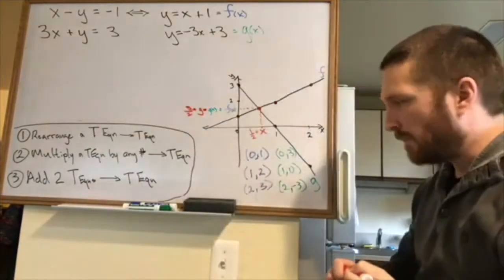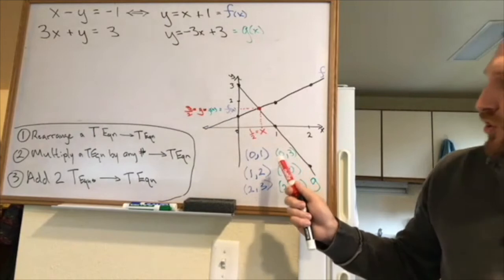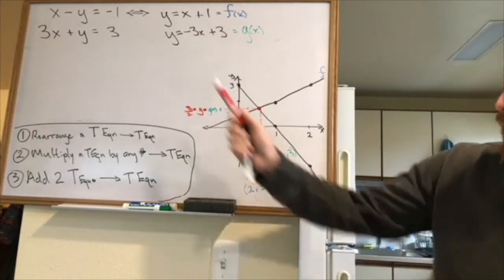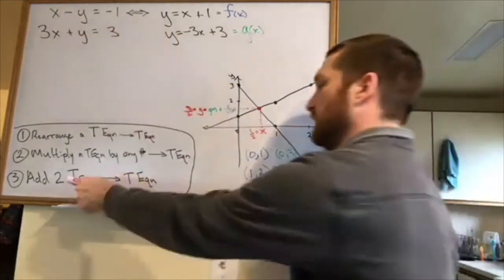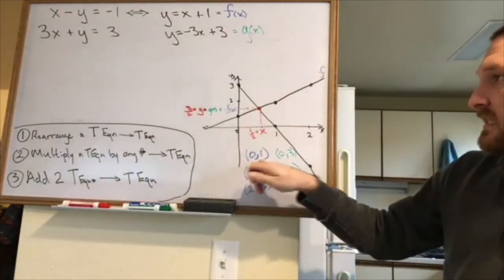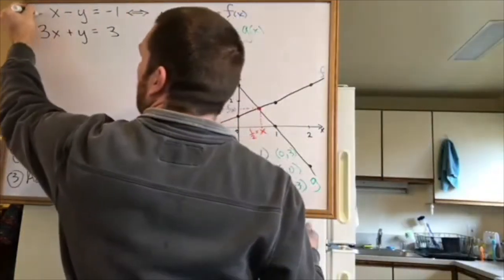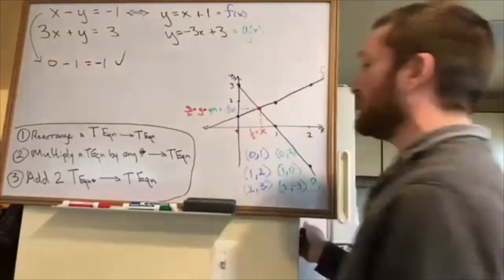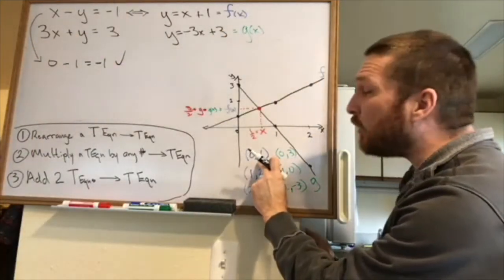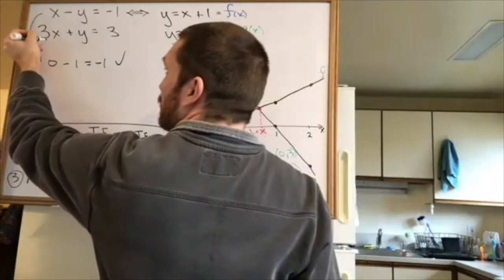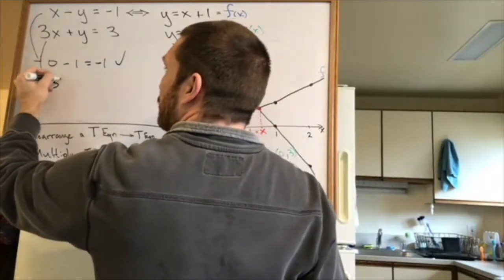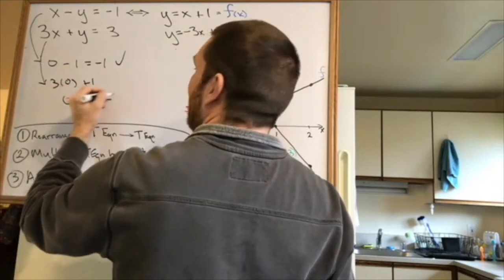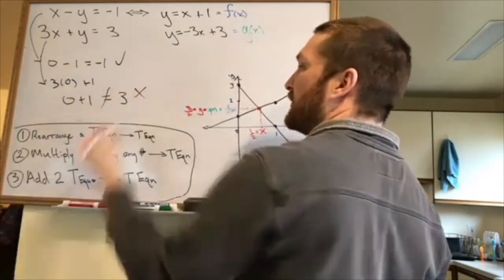Now, just to be sure here, let's take one of these points, like this one, 0, 1, that we know works for the first function. If I take the point 0, 1 and plug it into the first function, I get 0 minus 1 equals -1, and that works. But that point does not work for the second one, because when I plug it in here, I get 3 times 0 plus 1, which is 0 plus 1. That is not equal to 3.